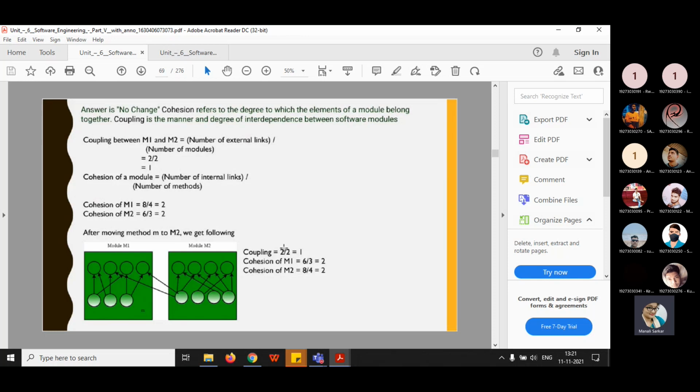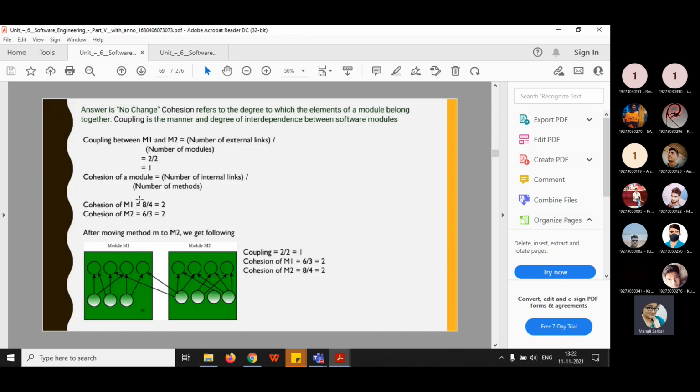Why? Because first we need to understand the coupling between two modules. Coupling between two modules, that is M1 and M2, we are finding out. So first, how can we calculate? It is the number of external links divided by the number of modules.